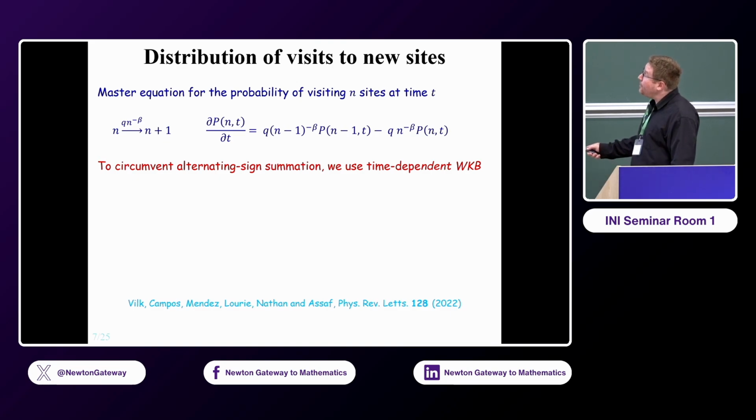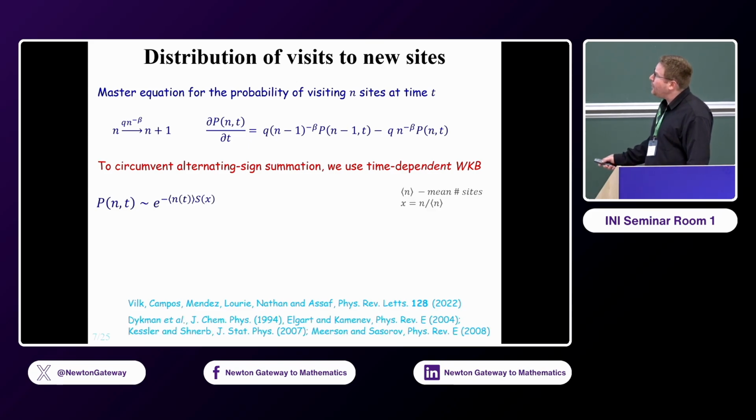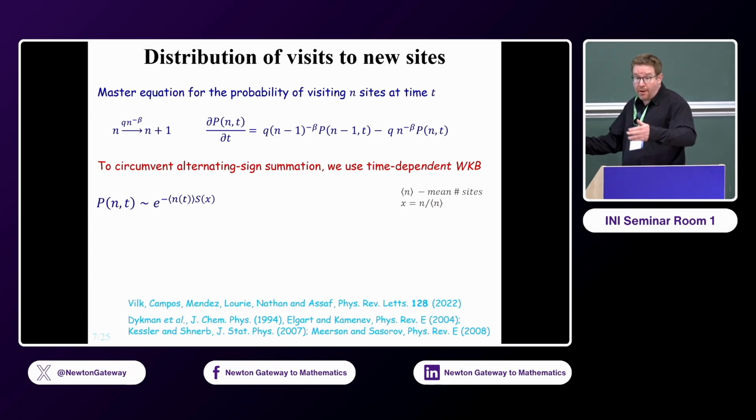To circumvent this problem, we use instead the so-called time-dependent WKB solution to solve this master equation. I'm not going to go into the mathematical details, but basically what we do is use this ansatz, where ⟨n⟩ is the mean number of sites. It is assumed to be a large number, so the number of sites is assumed to be large. S of x is called the action function. It's an order 1 function. We plug this into the master equation and get a set of Hamilton's equations, which can be solved perturbatively, where the small parameter is 1 over ⟨n⟩.